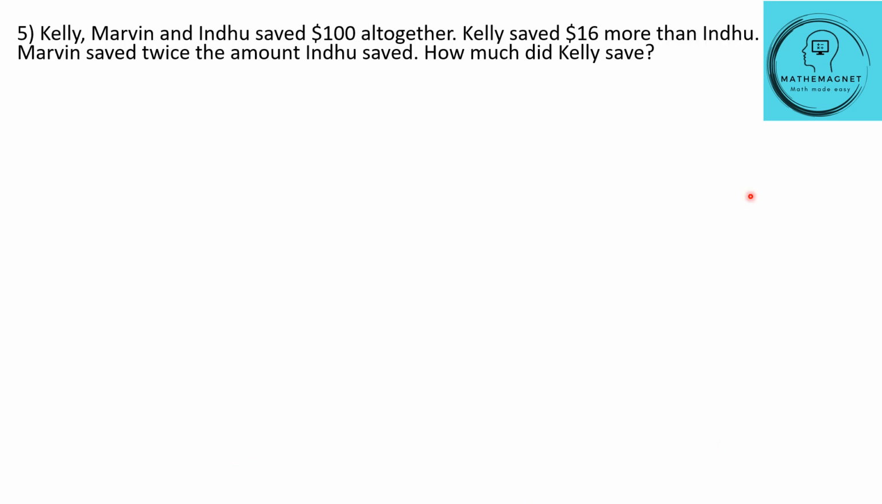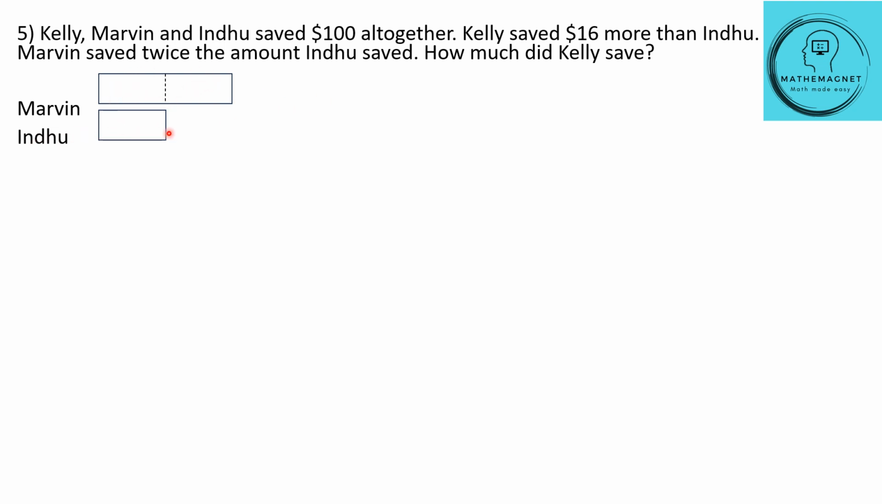Let's look at the next question. Question number 5. Kelly, Marvin and Indu saved $100 altogether. Kelly saved $16 more than Indu and Marvin saved twice the amount Indu saved. How much did Kelly save? So let's start solving this problem by using the bar model. So we know Marvin has saved twice the amount of Indu. So let us assume this is the amount Marvin has saved and this is the amount Indu has saved. That is, Indu will be half of Marvin, or Marvin is twice as Indu.